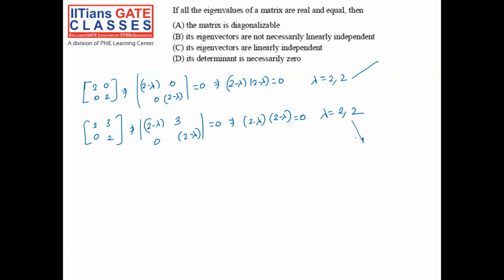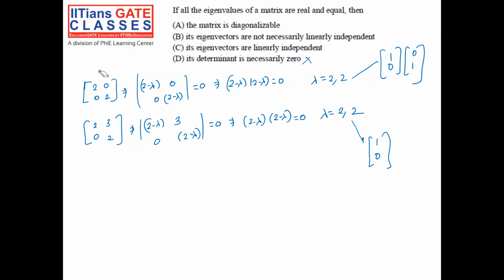In the first case, we get two different eigenvectors, (1, 0) and (0, 1). Whereas in the second case, we get only one eigenvector, which is (1, 0). So looking at this, out of these options we can clearly neglect that the determinant is necessarily 0. That's not true. What is the determinant of this matrix? It's 4, correct? So it's not necessarily true.